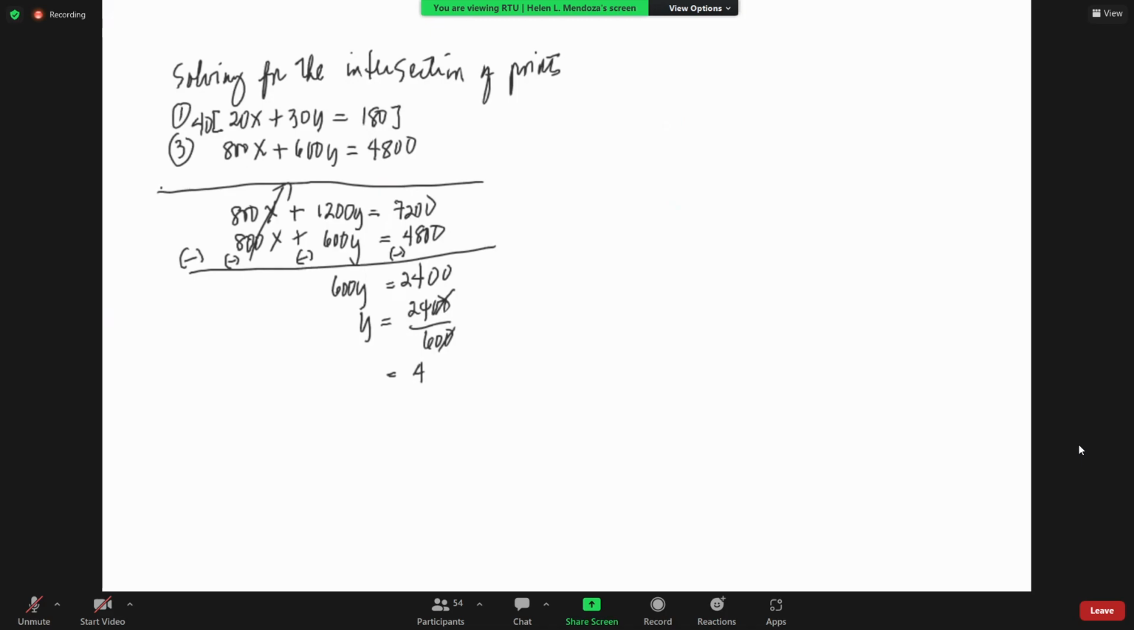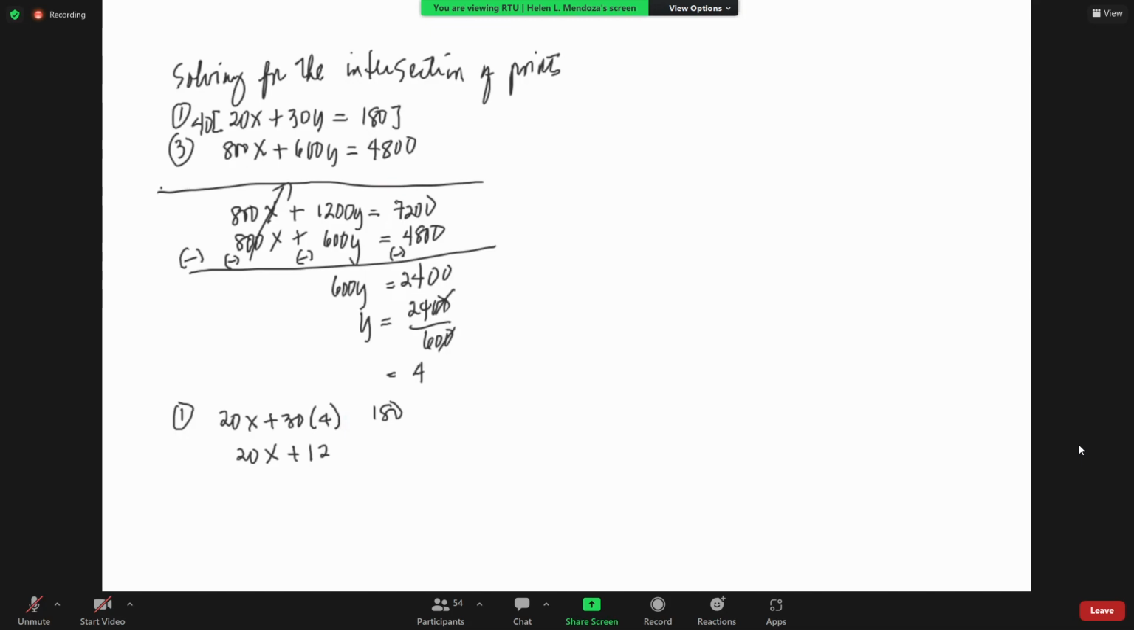So, since you now have the value for y, then you may substitute 4 in 1 or in 3. Bahala ka dyan kung anong gusto mo. Di kunin natin yung una. Substitute natin siya sa 20x plus 30 multiplied by 4 is 180. 20x plus 120. Tama ba? Ay, y na pala yun.